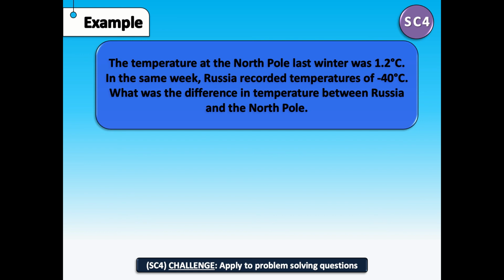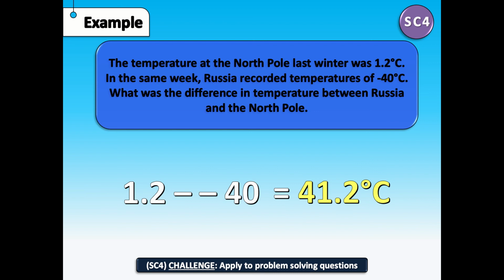So the temperature at the North Pole last winter was 1.2 degrees Celsius. In the same week, Russia recorded temperatures of -40 degrees centigrade. What's the difference in temperature between Russia and the North Pole? So here we're looking for the difference, and the difference means we need to subtract them. So we need to do 1.2 take away -40. Now 2 minuses when they're next to each other make a plus, so we do 1.2 plus 40, so the answer is 41.2 degrees Celsius.